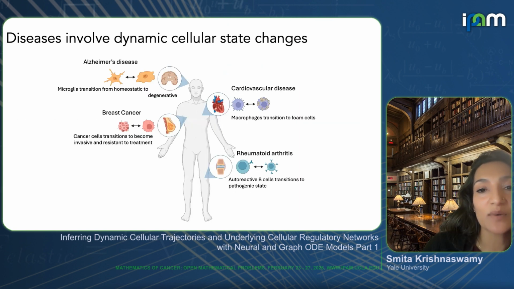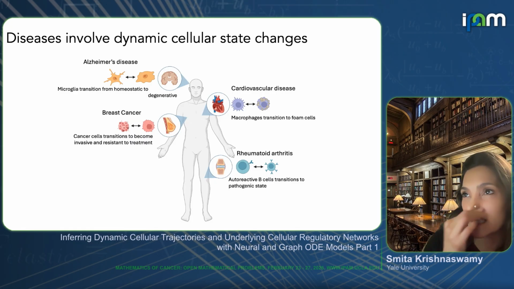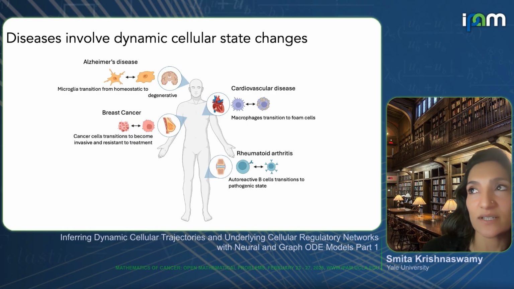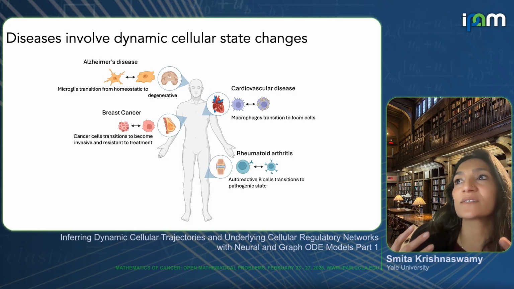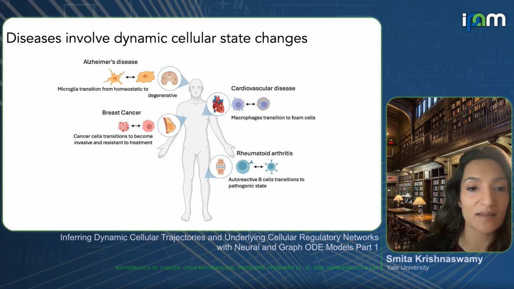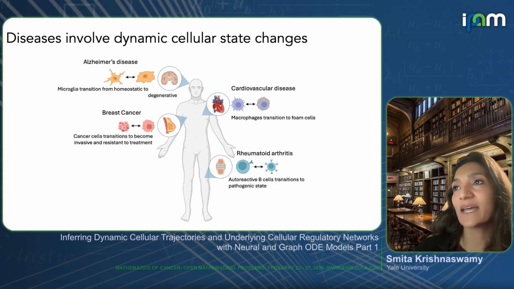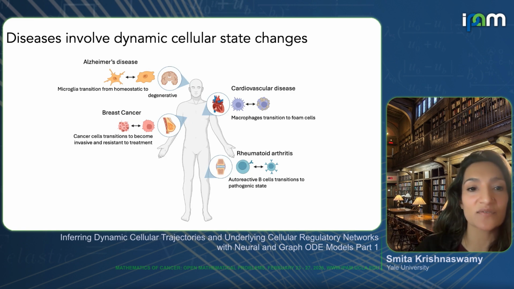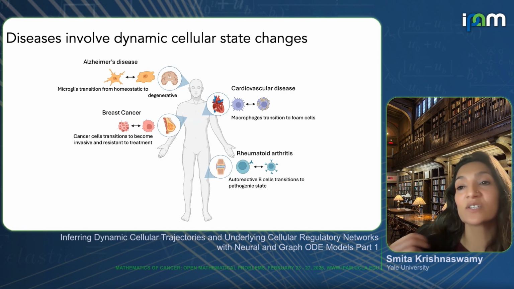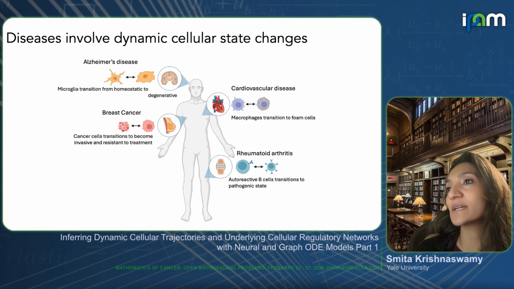So, what motivated us to get started on this thread of development, or at least one of the motivations, was that diseases involve these dynamic cellular state changes. What that means is technically you could have the same cell type. So in Alzheimer's, for example, you have these immune cells in your brain called microglia, and the cell type is the same, but they change from homeostatic to kind of a degenerative inflammatory state.